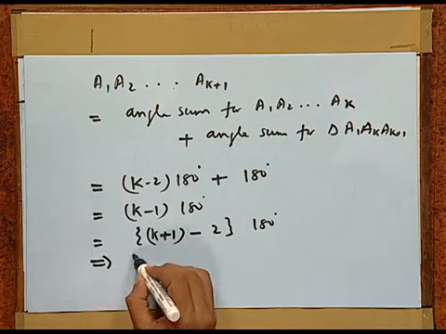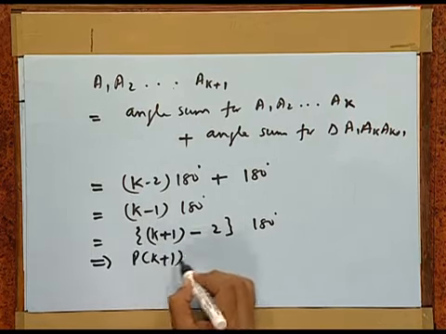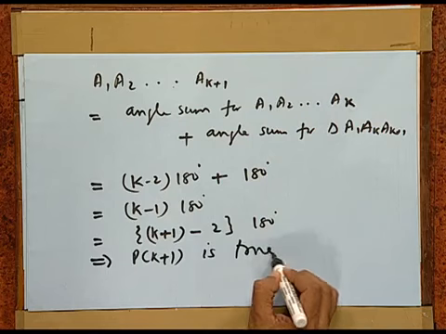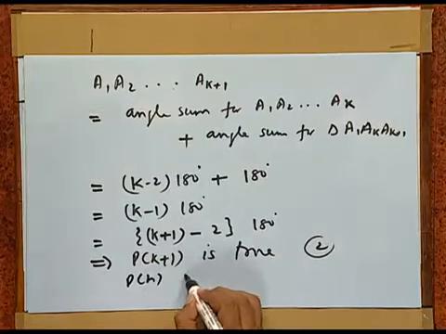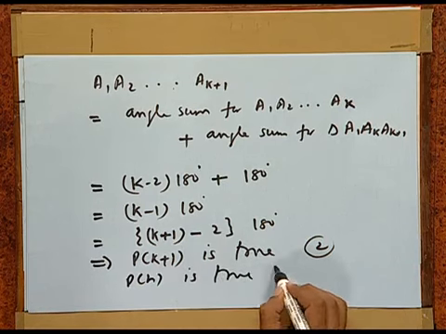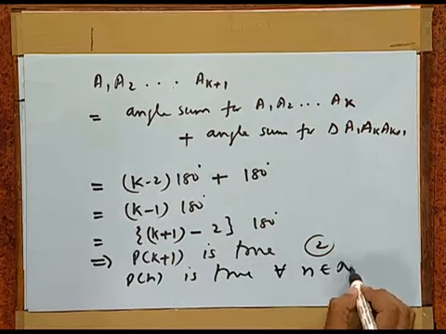This implies Pk plus 1 is true. Thus, both the steps of induction are complete. So, we can claim that Pn is true for all n belonging to N, which means for any polygon we can establish a well defined formula for the angle sum.